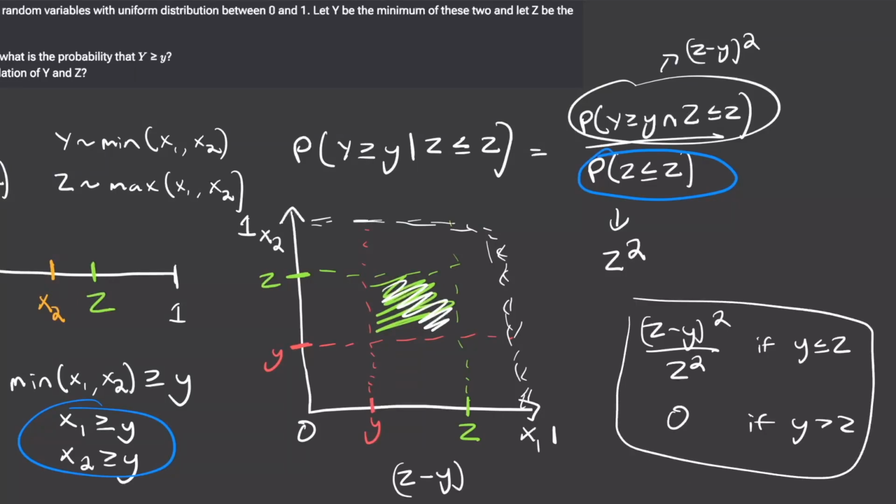So again, when you have a uniform distribution, because every single point in this joint distribution is equally likely, you can think about probabilities in terms of areas, which makes it a lot simpler to solve.